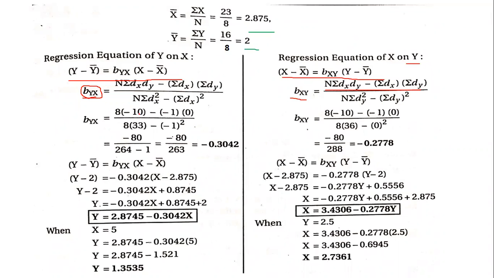Let us put all the numbers quickly. So n is equal to 8 for us. Then sigma dx dy is minus 10, minus sigma dx is minus 1 and sigma dy is 0.